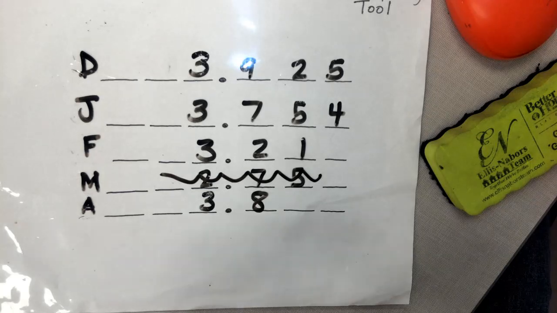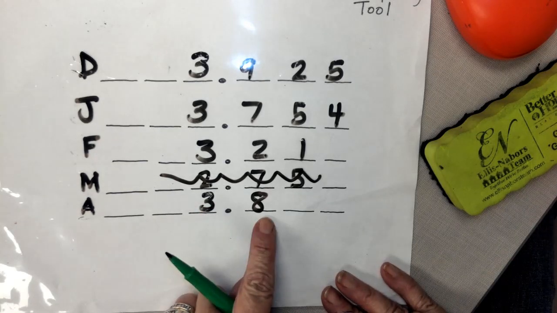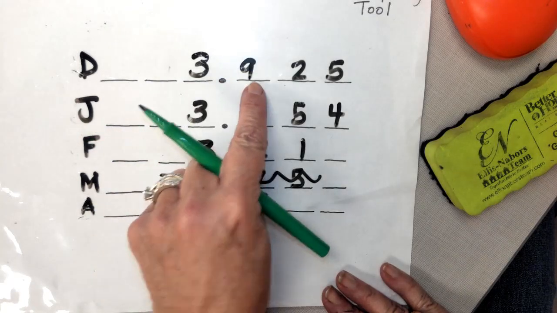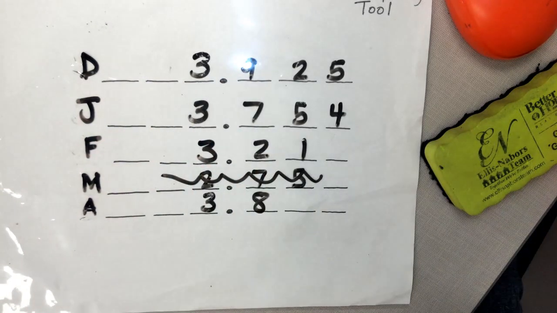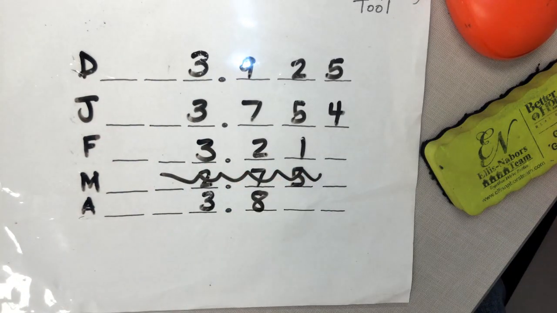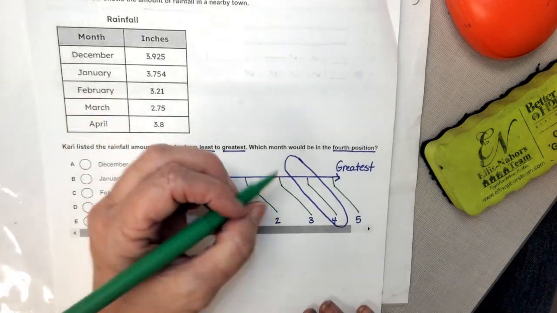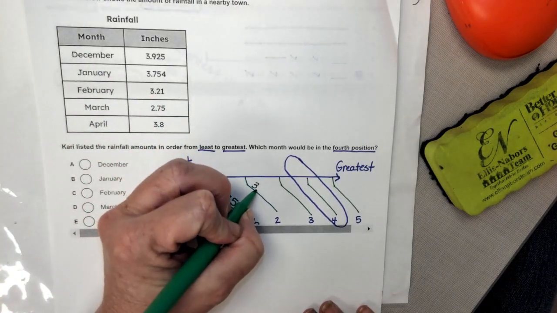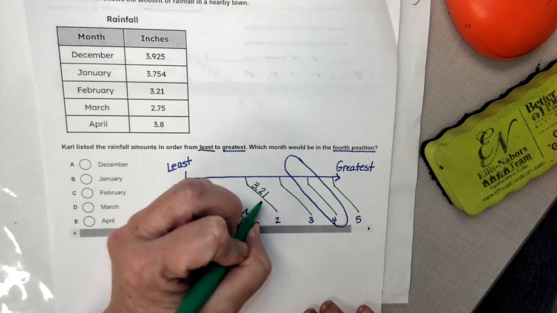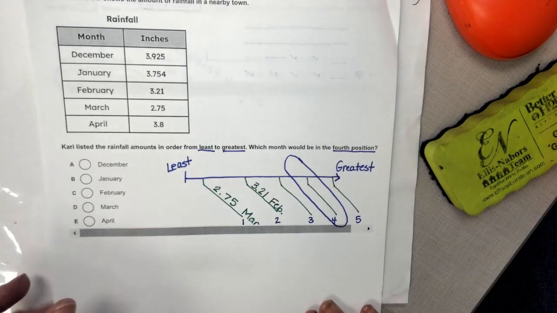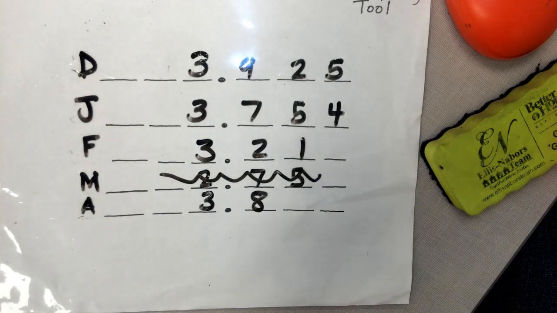Now we still have 3's. We have 3 and 8 tenths, 3 and 2 tenths, 3 and 7 tenths, and 3 and 9 tenths. So 3 and 2 tenths would definitely be the next one. That would be February. So I'm going to grab my paper and mark February, 3 and 21 hundredths. I'm going to mark that one off of my map.